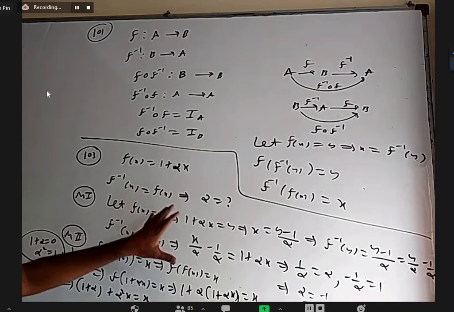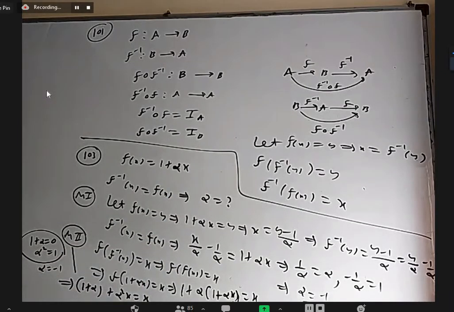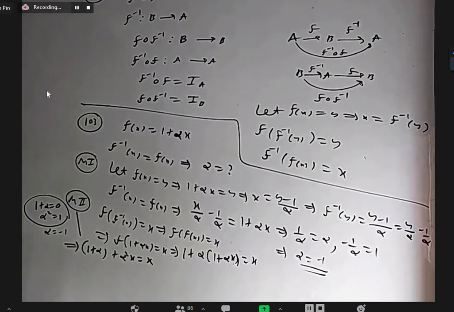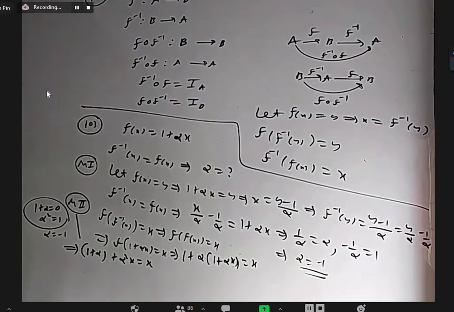Anybody who has not understood any part of it or the whole thing, please ask, I'll explain. Sir, the down part is not visible, sir. Not visible? No, sir. Okay, now? Yes, sir.